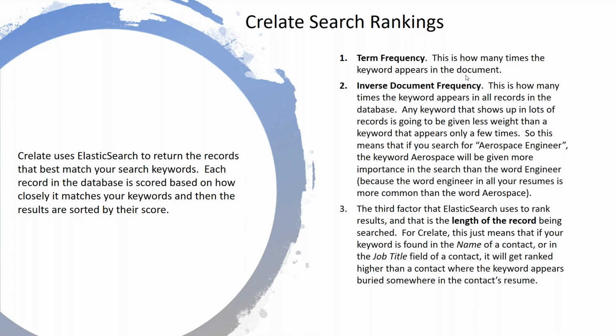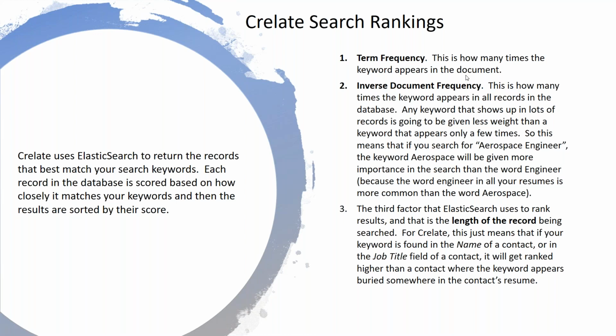The inverse document frequency is another one that will kind of be the second. Basically, if a keyword is shown up, you see the example of aerospace engineer. Crelate will prioritize the word aerospace, seeing as engineer is probably a more frequently used and referenced term, and aerospace being a little bit more unique. So any other additional references to aerospace will then fall in as a higher tiered ranking.